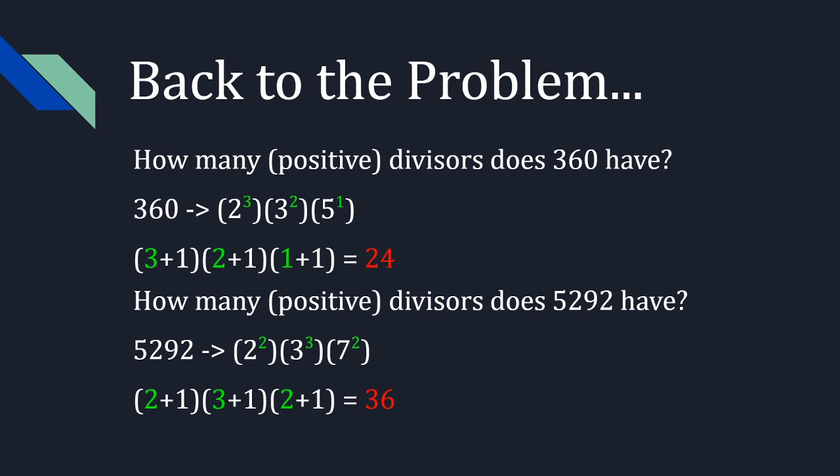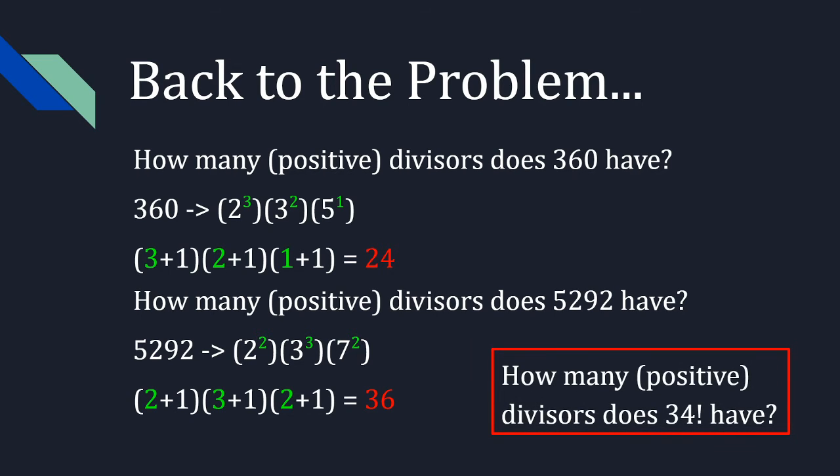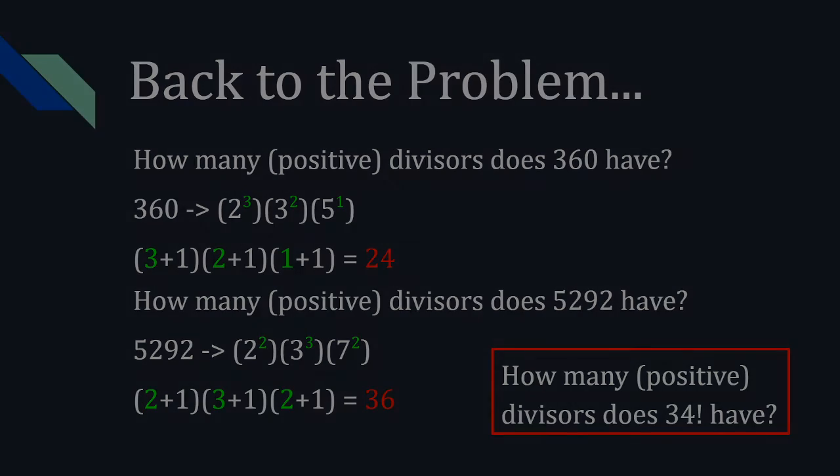5,292 has 36 divisors. Okay, that's kind of dandy. And so you might want to try this if you want to practice this technique a little bit more. Try it with how many positive divisors does 34 factorial have. That might take a little bit of time, but shouldn't take that long at all. And if you can do that, I'd say you pretty much have this technique down.